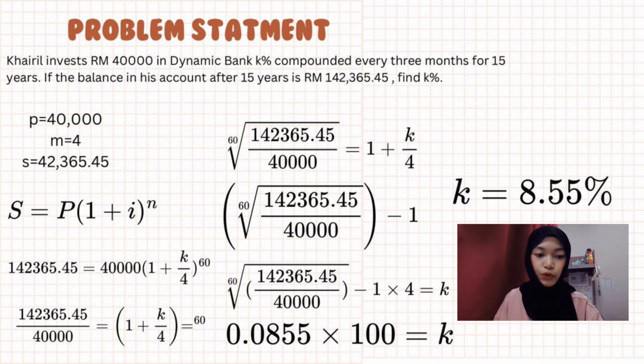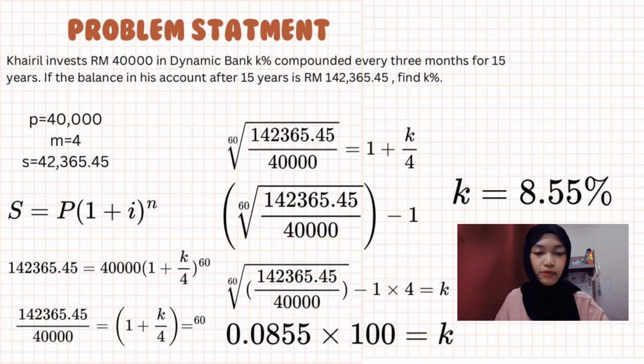Okay, next we need to write the formula. S equals P bracket 1 plus i bracket power of n. So 142,365.45 equals 40,000 bracket 1 plus K per 4 bracket 60. So 142,365.45 per 40,000 equals bracket 1 plus K per 4 bracket 60.